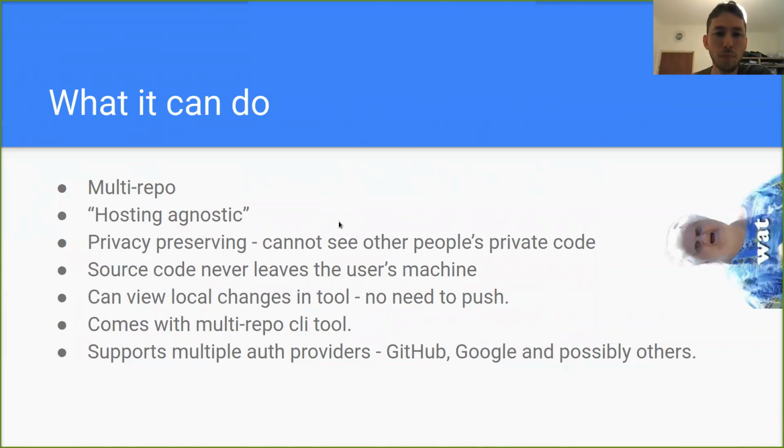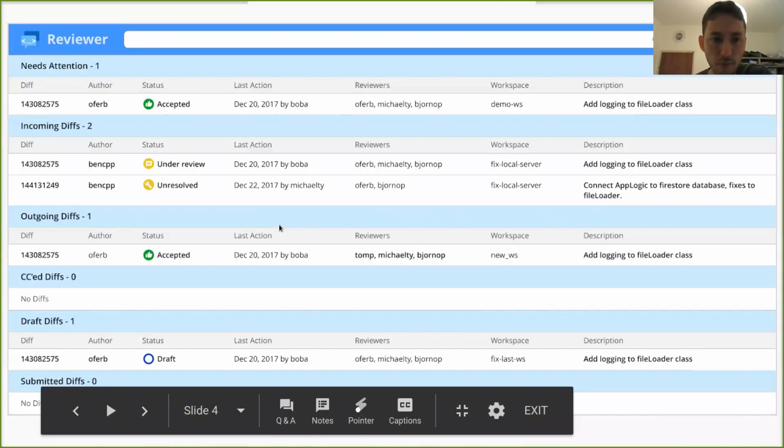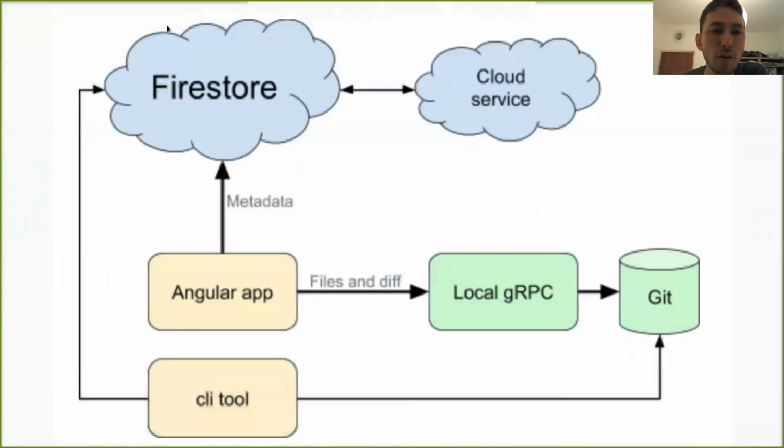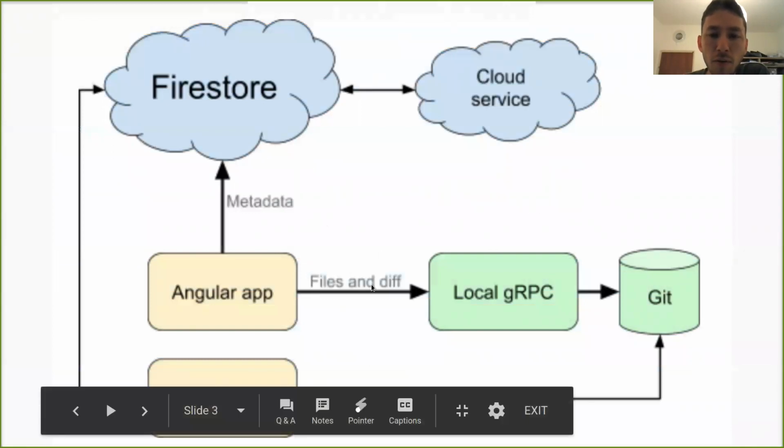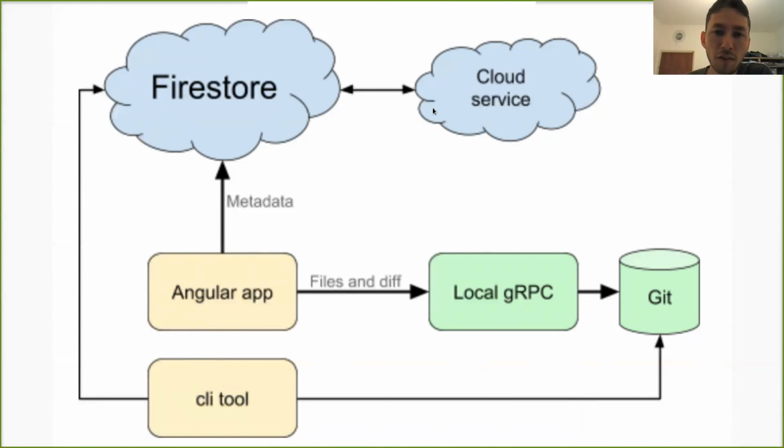So, next slide. Yeah, no, skipped one. So this is the architecture. You can see here, this is Firestore, where it's storing just the metadata. And the files and the diff, the code and the diff, are actually coming from a local server that's getting them from your local Git. And this is what you see in the web app. And over here, there's the CLI tool that's also interacting with Firestore and with your Git and with your file system. And there's a cloud service to do some other things that I can mention later.